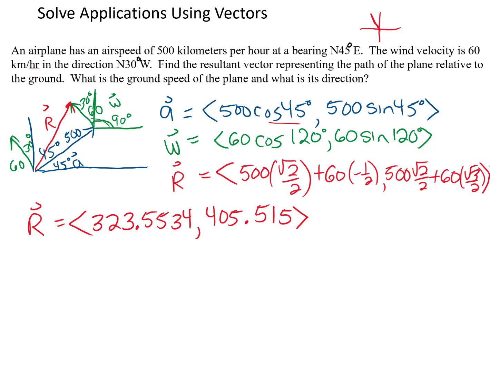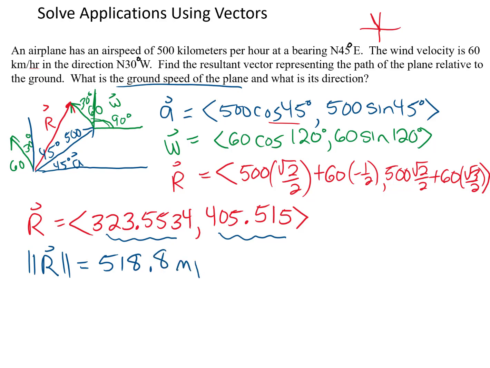Now the things we want to know is, first of all, what is the ground speed of the plane? So that would be the magnitude of this resultant vector. So it's going to be the square root of this one squared plus this one squared. All right, so when we compute that in the calculator, square root of 323.5534 squared plus 405.515 squared, that is going to be 518.8 to 1 decimal place, in units of miles per hour.